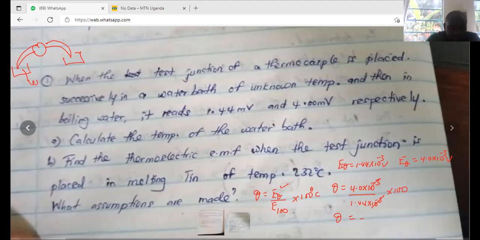277.78 degrees Celsius. Wait, did I substitute correctly? No, I didn't. I substituted wrongly. You know why? It is E theta up, then down you have E at steam point. So E theta is 1.44 times 10 power negative 3. Then down is 4.0 times 10 power negative 3. So can you try that again?